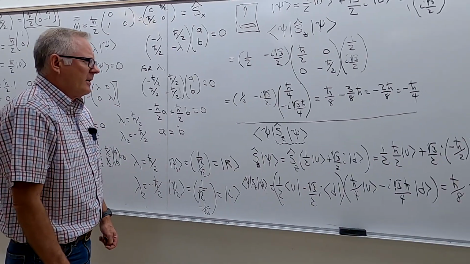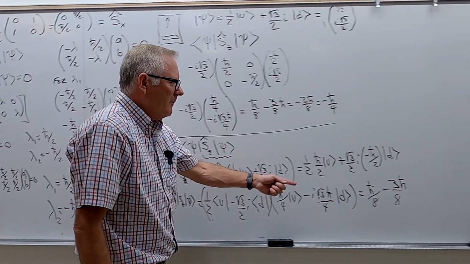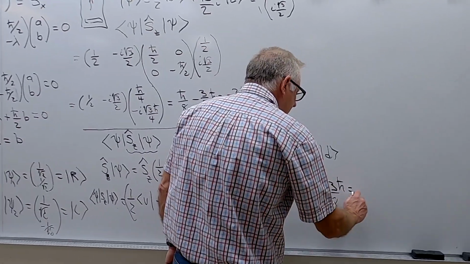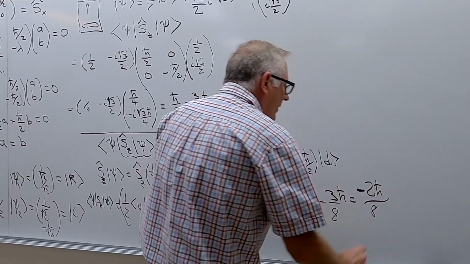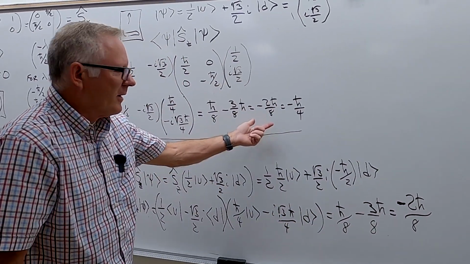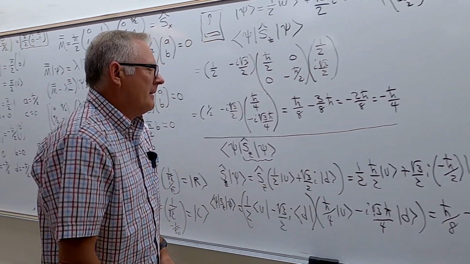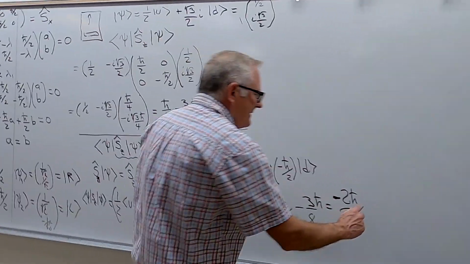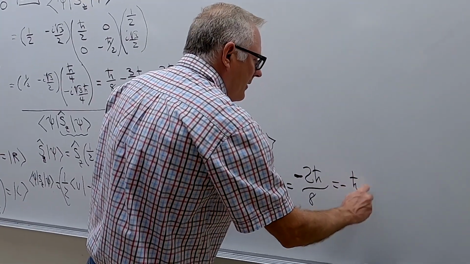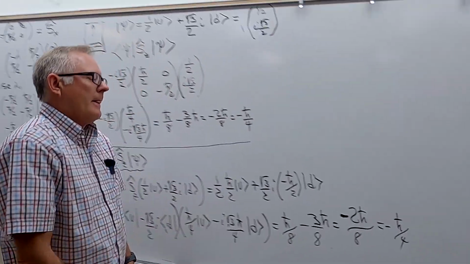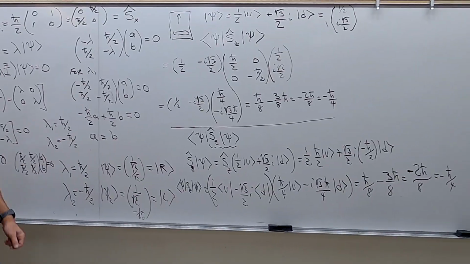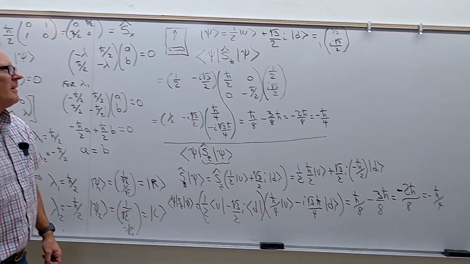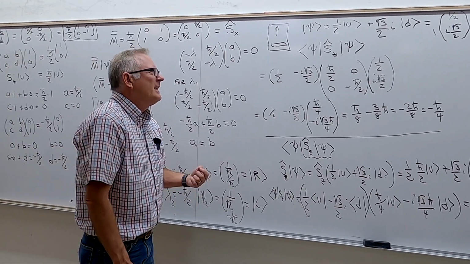Minus 3 over 8 h bar, which gives me what? Minus 2 h bar over 8, which gives me minus h bar over 4. It gives me the same thing. Minus h bar over 4. So that's a second way you could do it. Okay, that looks a little simpler than this. You don't have to go to the column matrices. And then let me go to even an easier way.